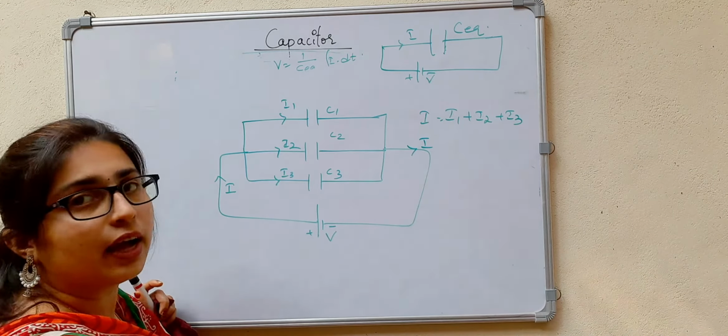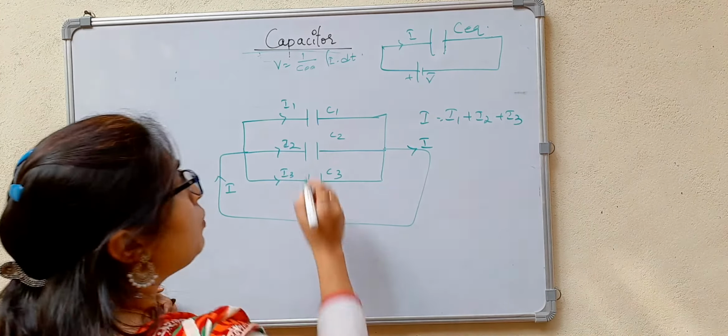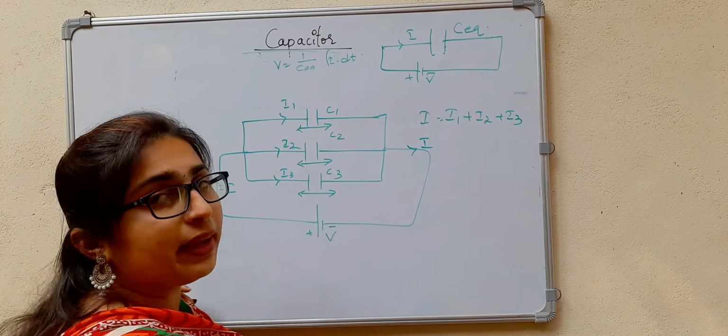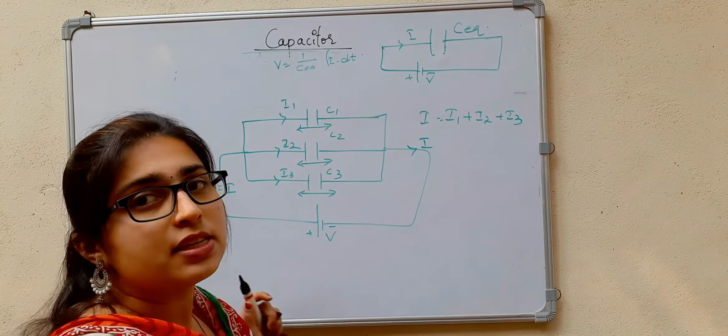Here it is I. But what will be the voltage drops across these capacitors? That will be the same in a parallel combination. So V1 is equal to V2 is equal to V3 is equal to V. Now, you know the formula for I: I is equal to C into dV by dt.